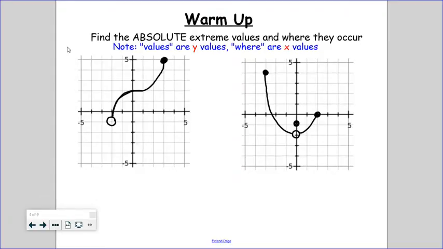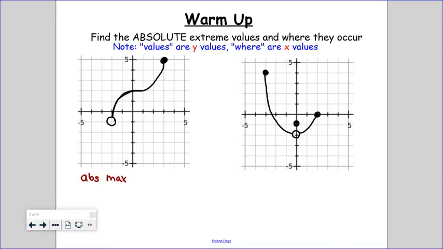And then the thing that people miss on something like this is that it asks you for both the x and the y value when it asks you for what is the value and where is that value. The what is your y value, the where is your x value. So looking at this first one, you should have had one extrema. It does have an absolute max.